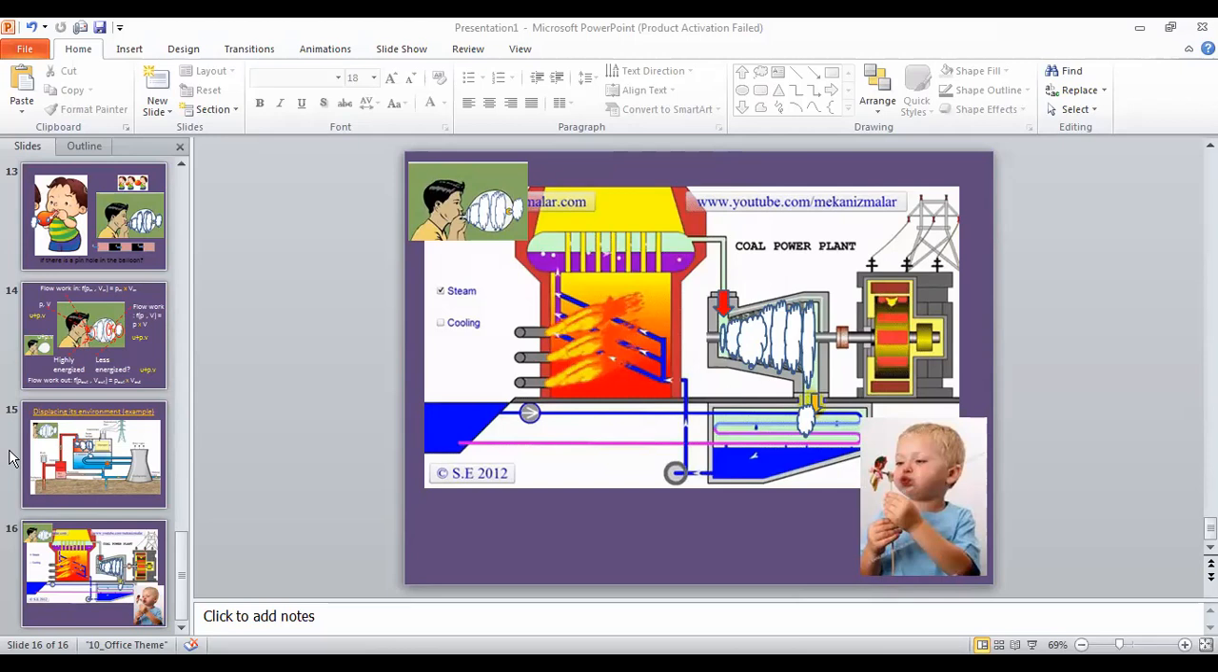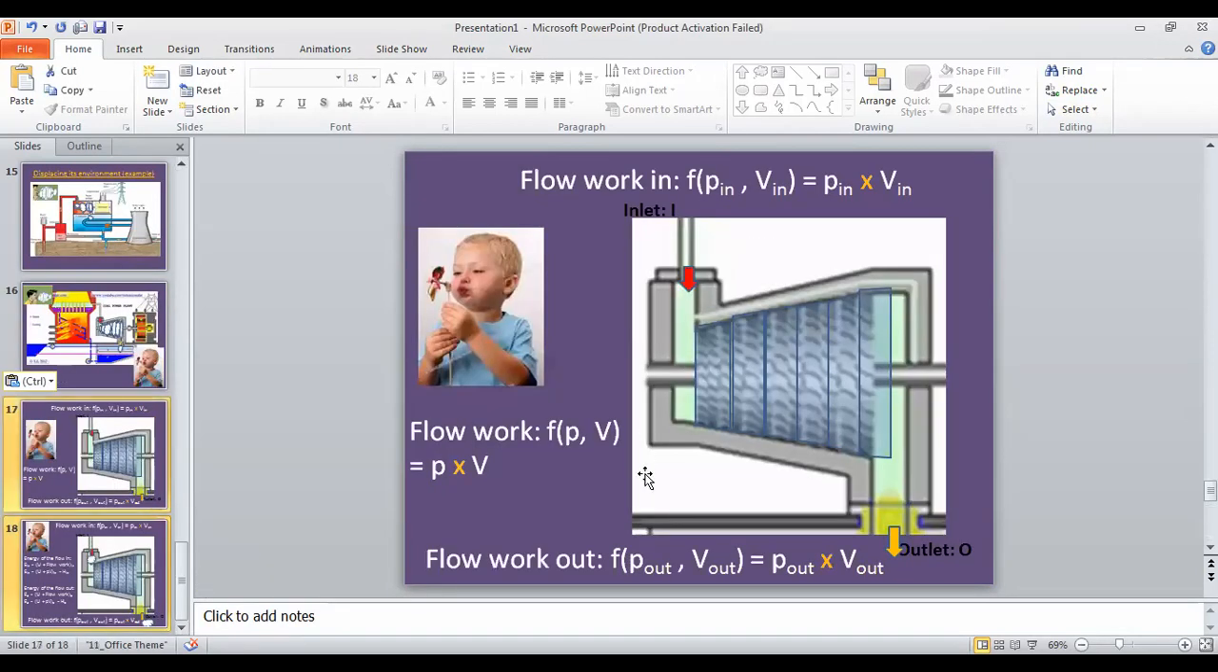Come back to steam afterward. See, there should be flow work to push the steam out, like blowing, and then it comes out. So there is a flow work in, P in, V in, flow work out, P out, V out.